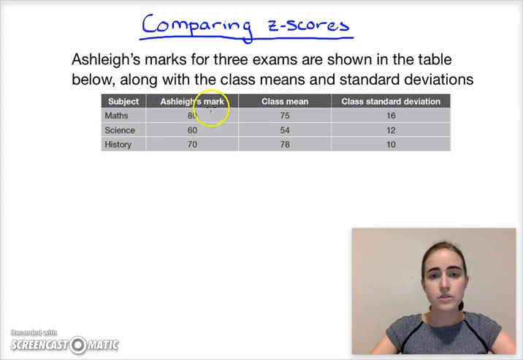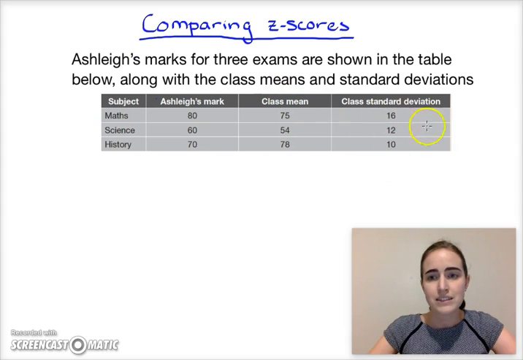So if we just look solely at her marks, it looks like she's done the best in maths because she's got an 80, and it looks like she's done the worst in science with that mark of 60. But that might not be the case. Maybe maths was just an easy test and science was really hard. So we have to consider the bulk of the rest of the data, so how everyone else did as well.